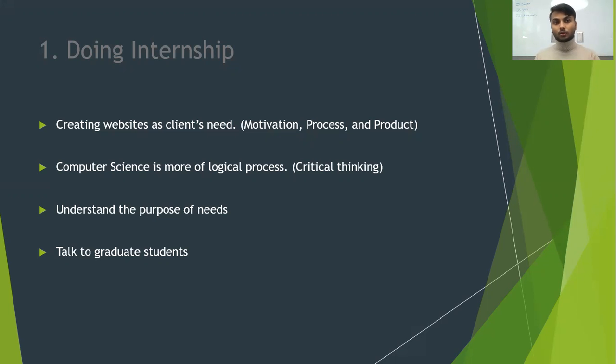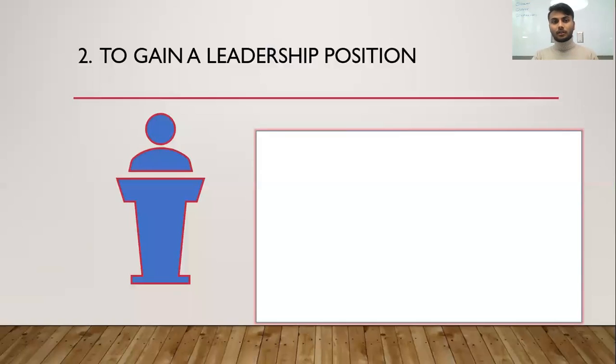So in this way, I think I will try to apply for internships during these 4 years while I'm here at Springfield College. And another sub goal is to gain a leadership position. Gaining a leadership position is not that easy.